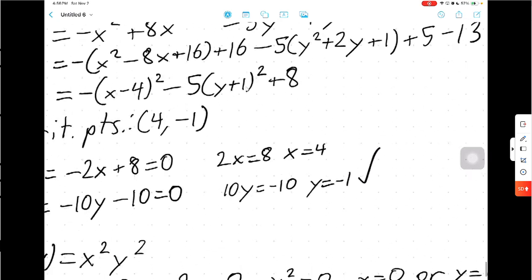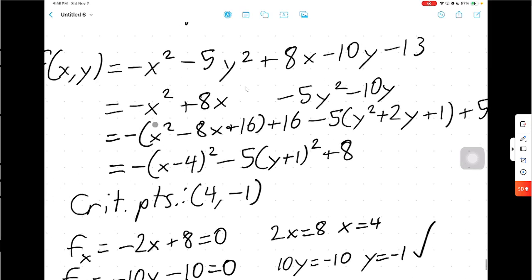Oh, the completing the square part? Okay, so here, if you notice, we have the negative x squared plus 8x. First, I'm going to factor out the negative 1 in order to get a coefficient of 1 on the x squared term. So we have negative x squared minus 8x. Then I want to add a constant to that such that the result becomes a square.